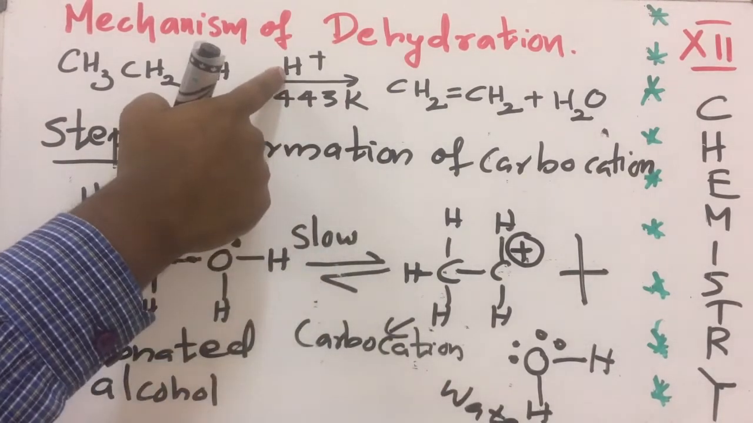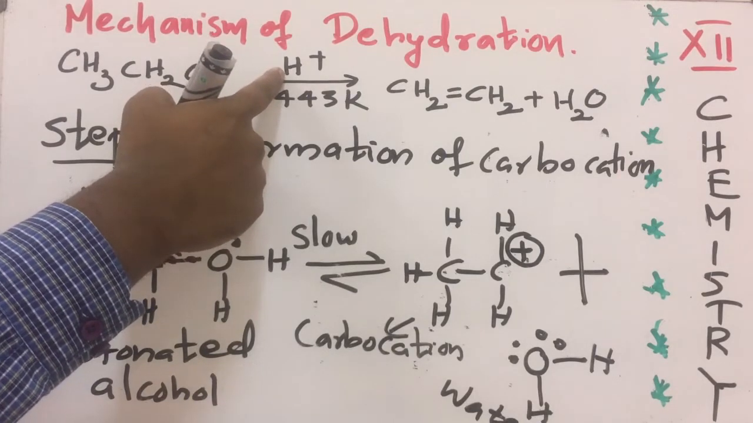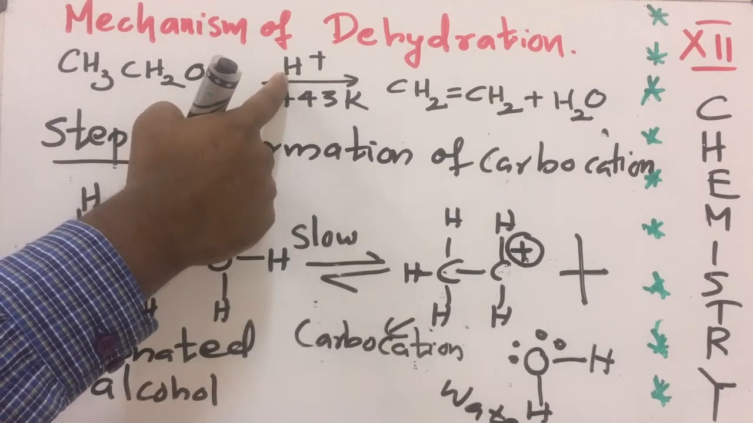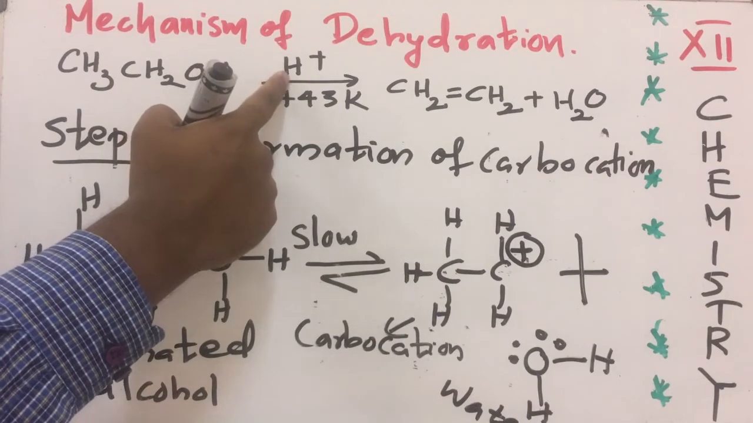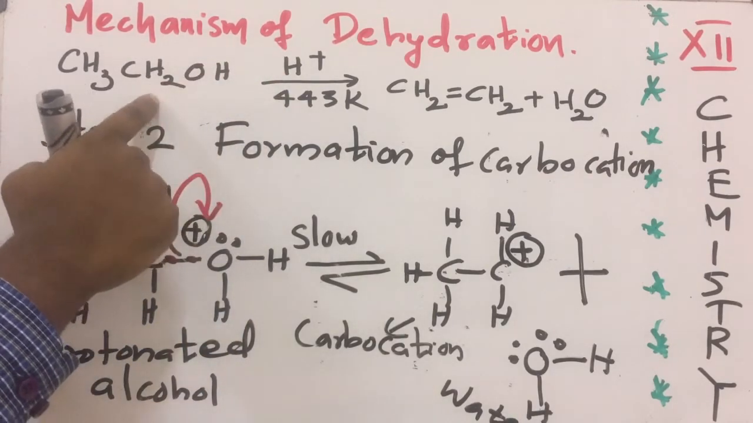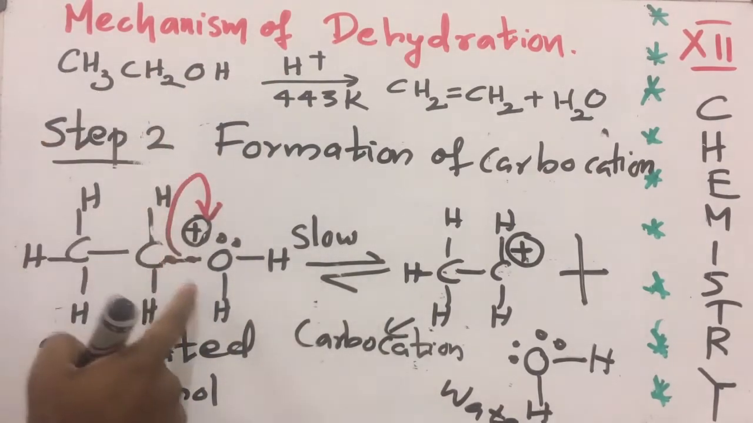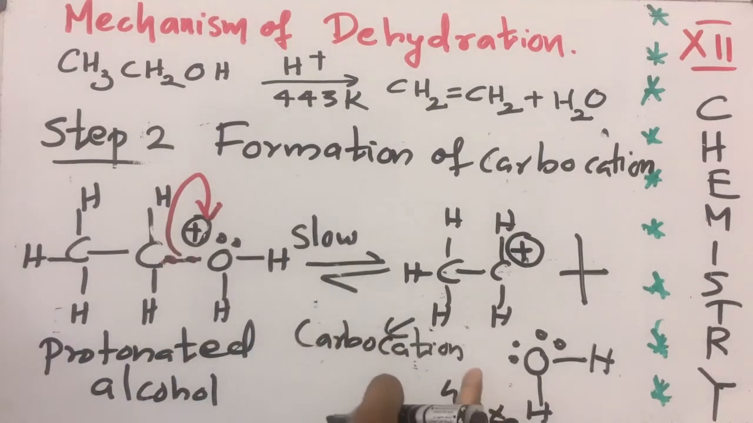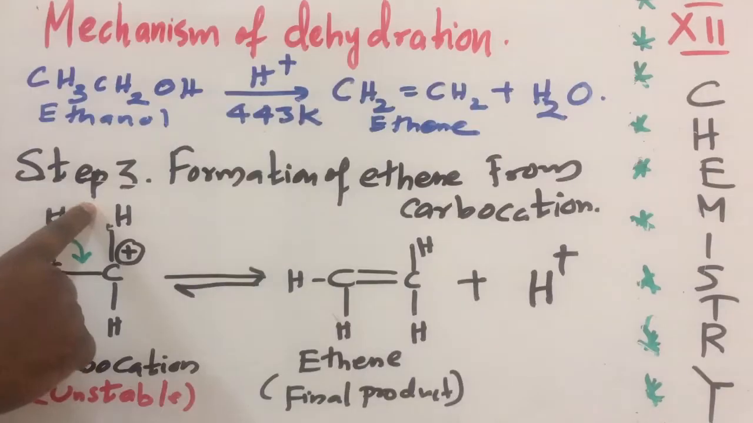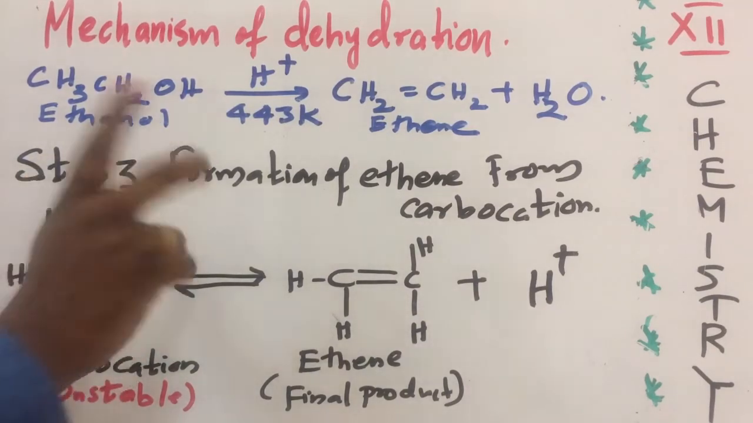Okay, what is the role of H plus in this reaction? H plus acts as a dehydrating agent. The main role of H plus is removing water from alcohol. Okay, so water is removed here. So the role of H plus is now finished. Step 3 is considered as the final step of the dehydration reaction.